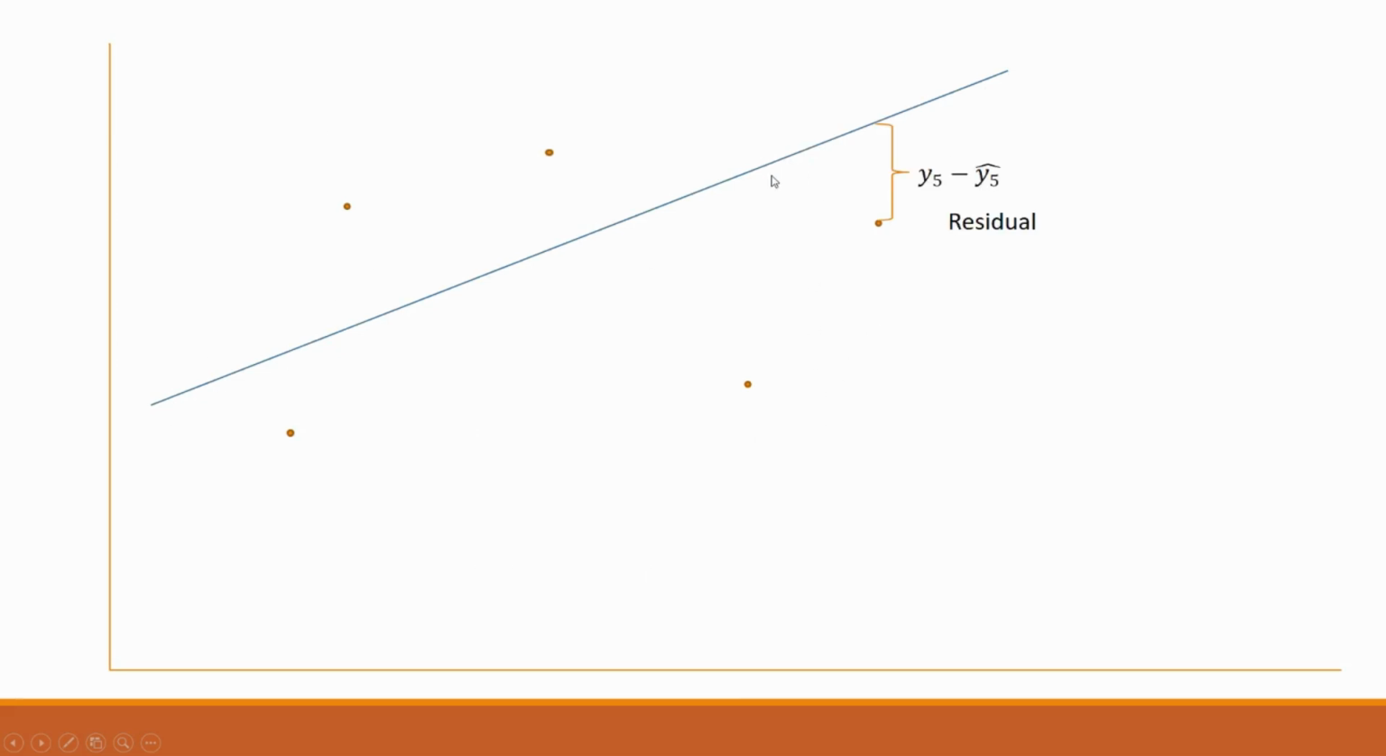And the difference between a particular value on this line and the observed value is the residual. All right, so the difference, we're saying that this is person 5. The difference between person 5's observed dependent variable and their predicted dependent variable is called the residual. All right, so there are residuals for all these different individuals. So this is person 3 and person 4 and person 5.